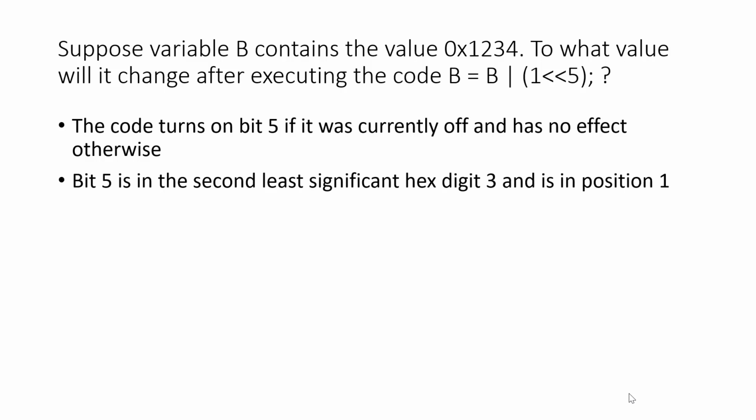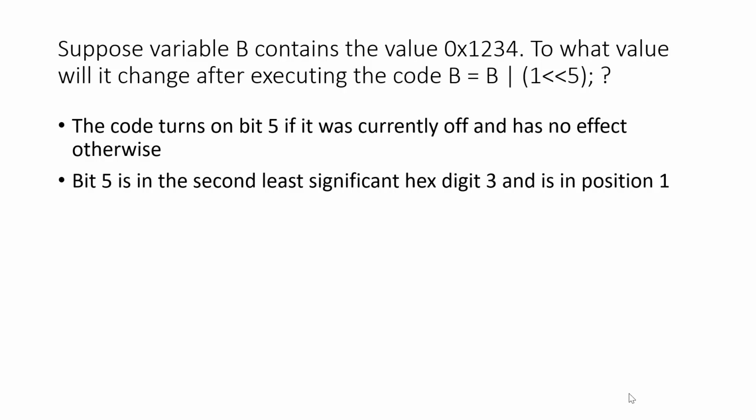So the question is, we've got a hex value here in the variable b, and we're turning on bit 5, so where does bit 5 go? Bit 5 would be in the second hex digit. Everyone see that? Because you basically shift 4 bits, so you pass up the least significant hex digit, and you shift 5 bit positions to the left. And that ends up being a 1 in bit position 1 in the second hex digit.